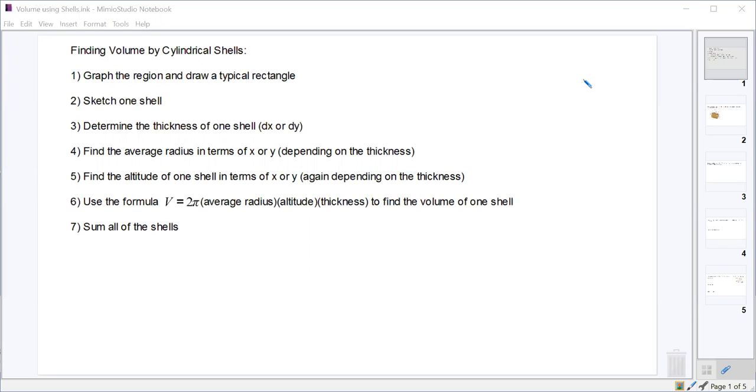Okay. So suppose we had a hollow cylinder. How would we find its volume? How would we find that? What would we do?